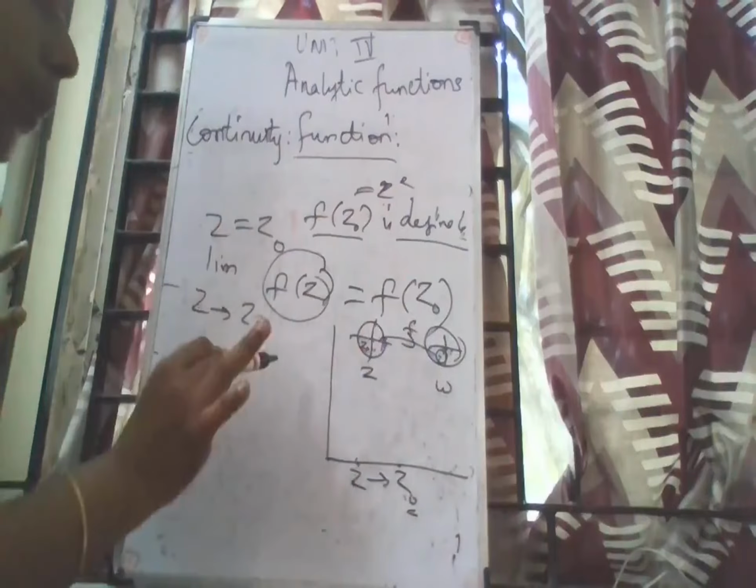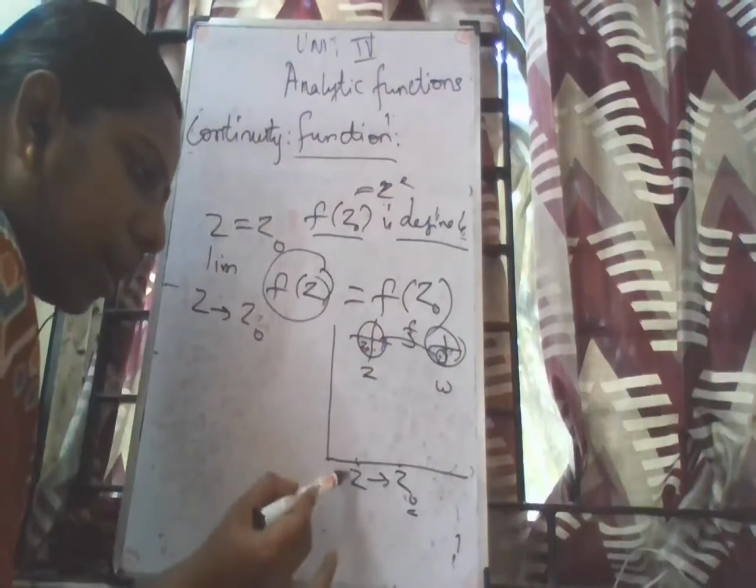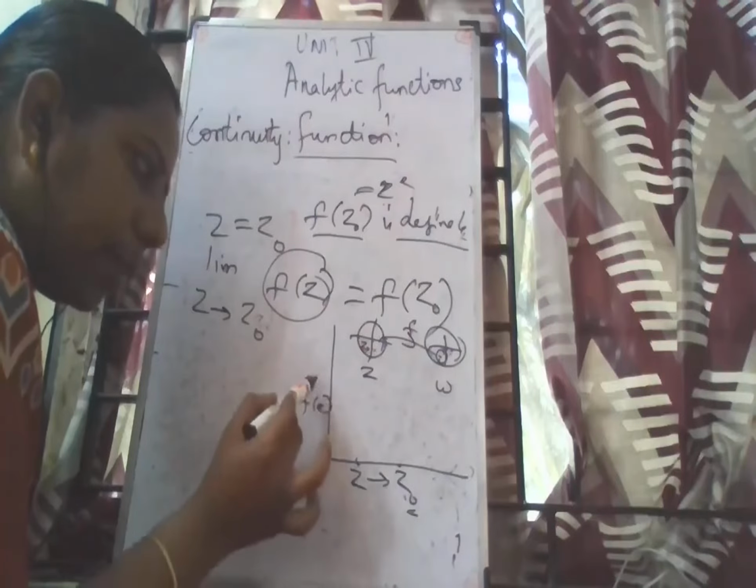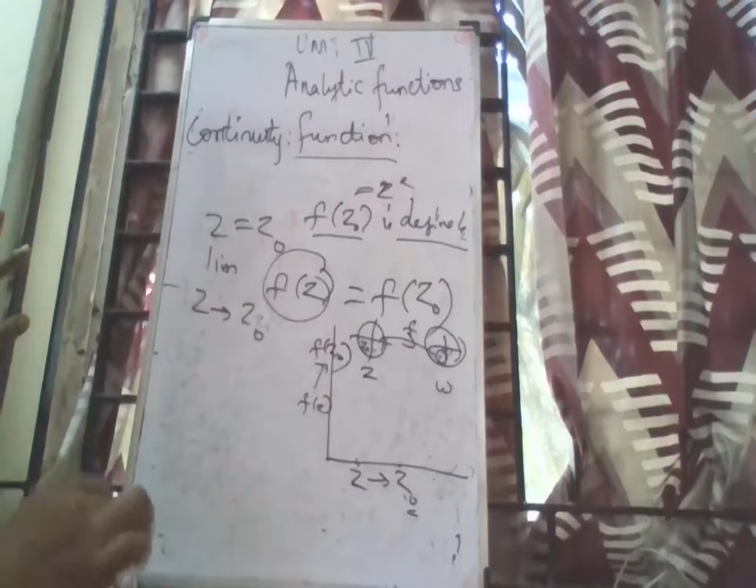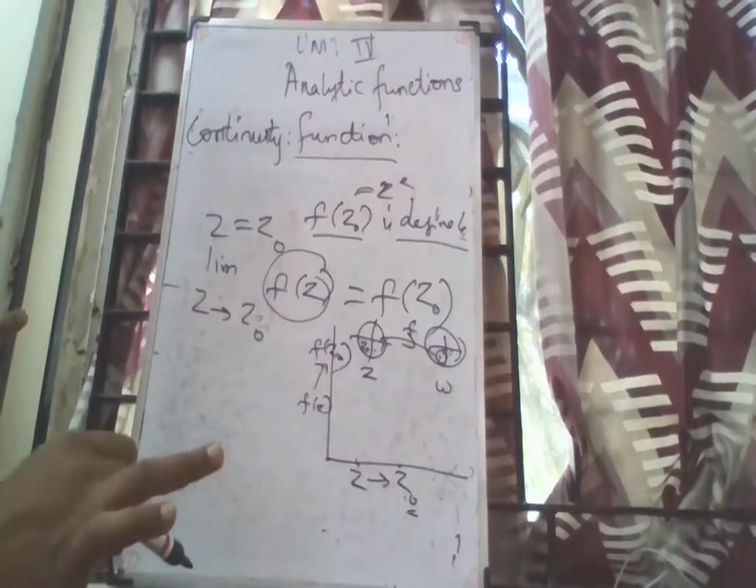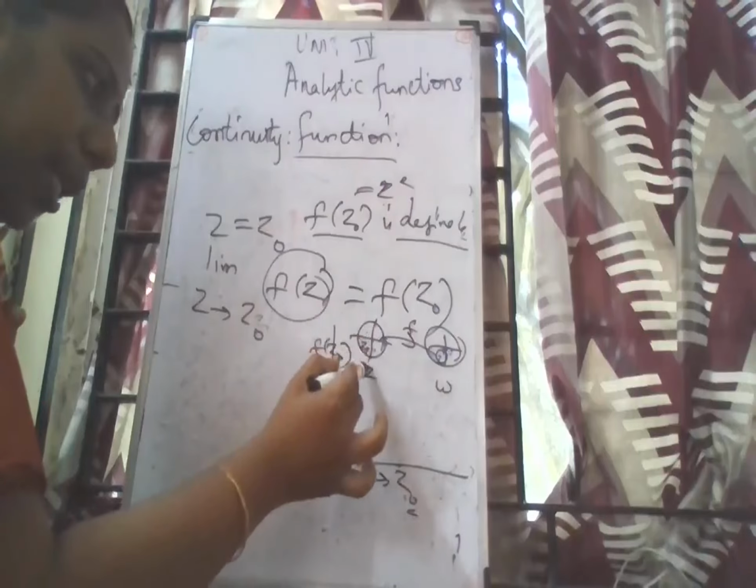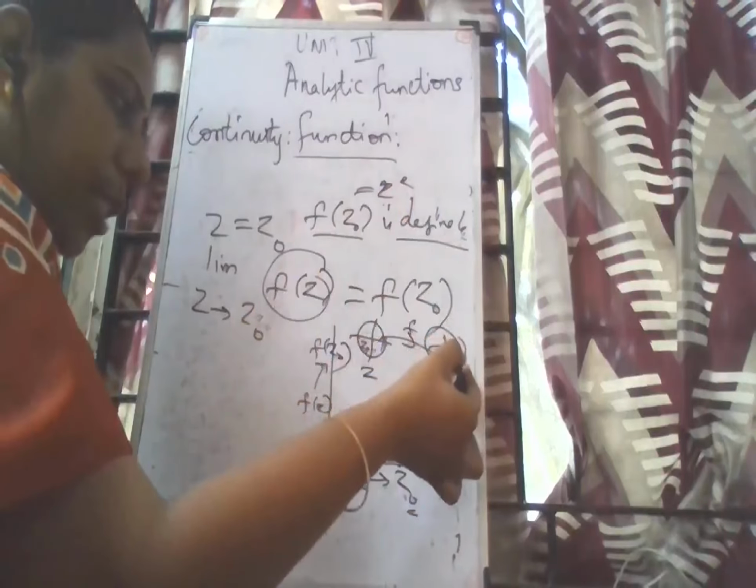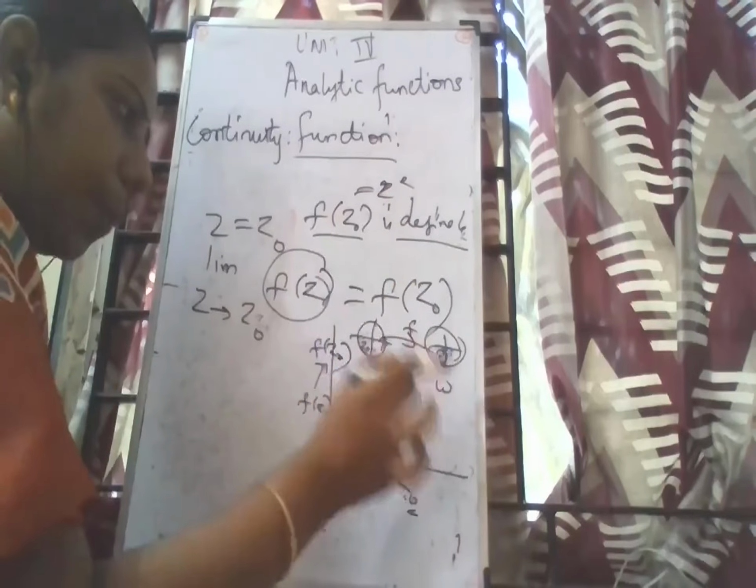The actual definition of continuity of a function is this: corresponding f of z tends to f of z naught. This is the definition of the continuity of the function. As z tends to z naught in the z plane, the corresponding f of z tends to f of z naught in the W plane.